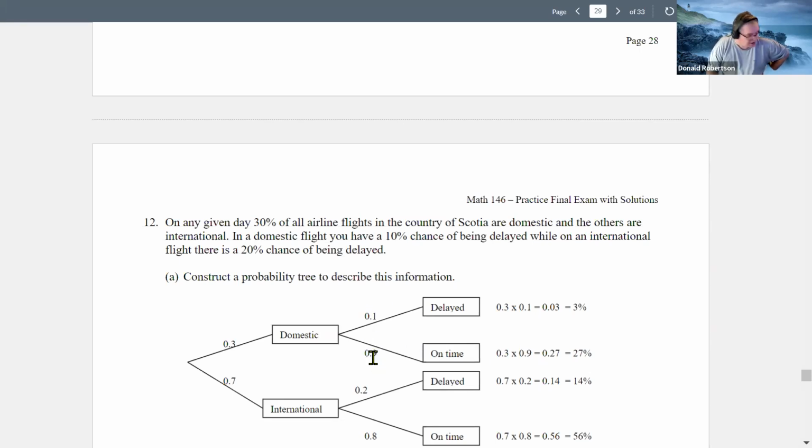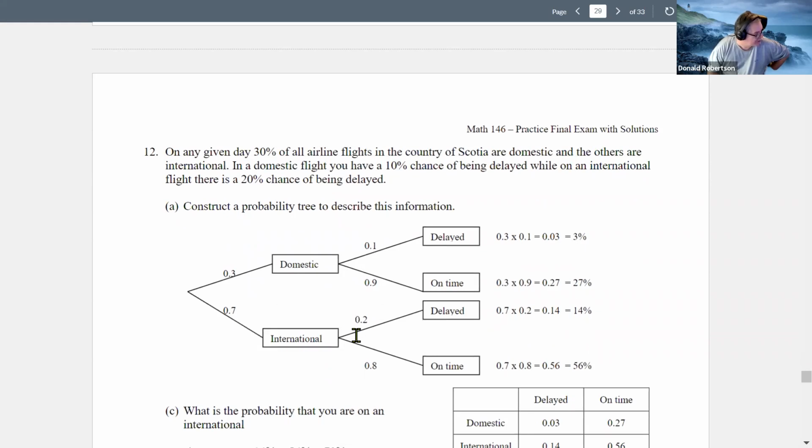10% delayed, 90% on time. 20% delayed, 80% on time. Now, if you go to the next one, there you go. 20% of the international ones are delayed, 80% on time. So this is the tree diagram. And when you create a tree diagram, each of these little pathways has a probability associated with it.